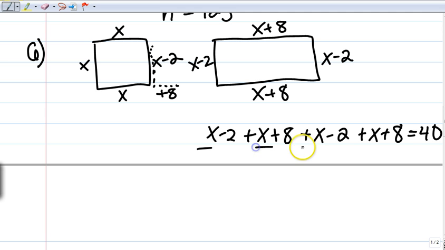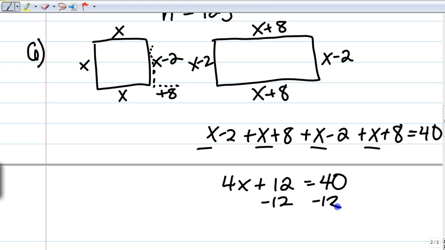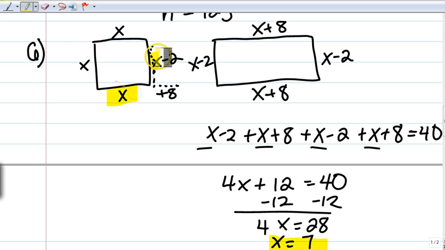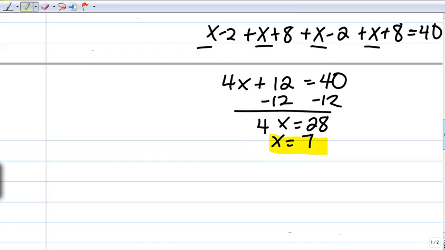So let's see, I got 1, 2, 3, 4 x's. And I have 8 plus 8 minus 2 minus 2. We end up getting 12 equals 40. Subtract 12. I have 4x equals 28. When I divide by 4, x equals 7. So make sure you go back and answer the question. It says find the length of the side of the square. Well, x is 7. Well, that works because we were trying to find the sides of the square, and we did. X is 7 because x was the variable for the side of the square.